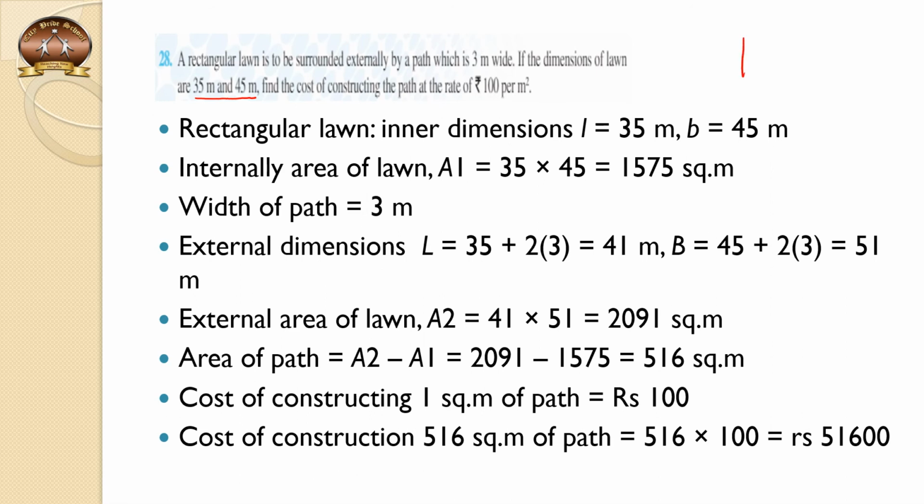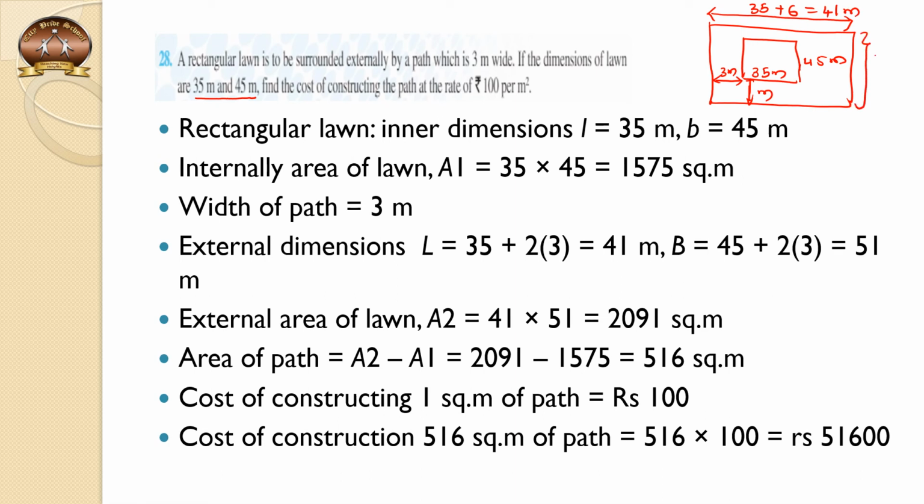So I will draw a rectangle here. The dimensions of the rectangle are 35 meter and 45 meter. They are saying a path is constructed whose width is equal to 3 meter. So the length will now become 35 plus 6, that is, twice the width of the path, which is 41 meter, and the breadth will become 51 meter. So now let us write the dimensions of the lawn.